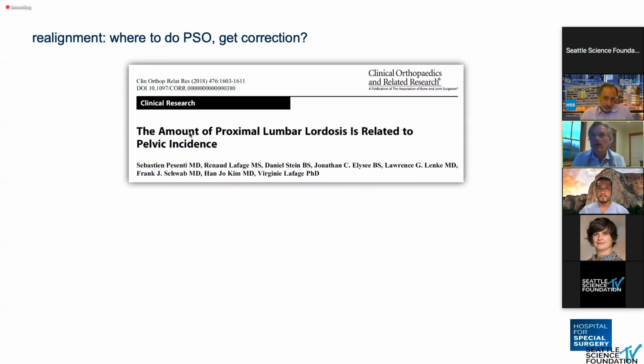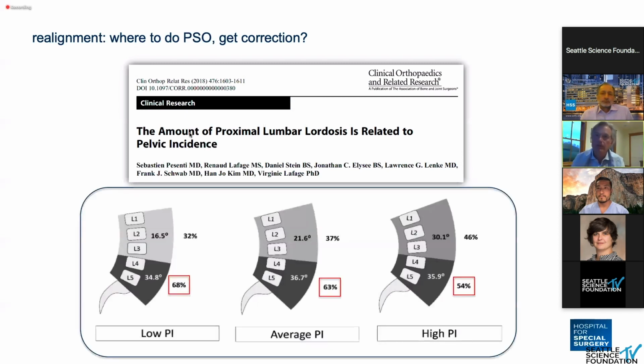So beyond that, and as we're talking about these increasing layers of complexity, is the distribution of lordosis. And important to recognize that the distribution isn't uniform. So a low PI patient, the majority of the lordosis is at L4 to S1, whereas a high PI patient, only half of it is in that area.